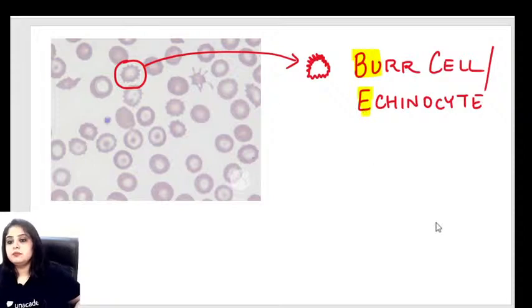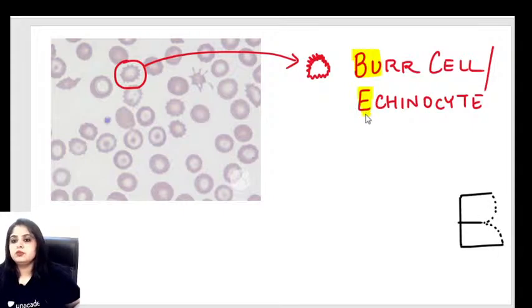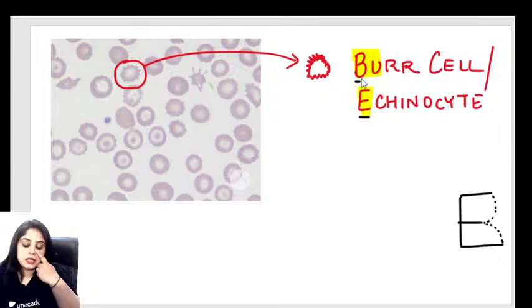So remember, these three alphabets will have everything to do with it. The way you write an E for an echinocyte is the same way you write a B. So if you get confused about what echinocyte was, was it a Burr cell or was it a spur cell? Remember, the way I wrote an E is the same way I wrote a B. So echinocyte and Burr cell happen to be the same thing.